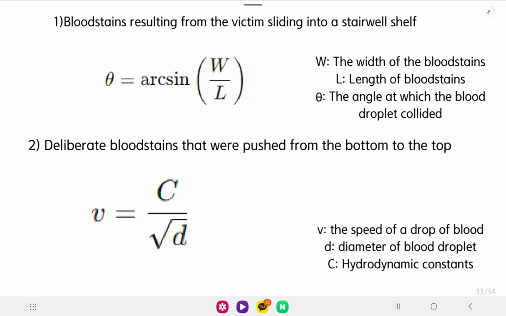Instead, the victim was deliberately pushed by another individual, A, causing him to collide with a shelf before falling down the stairs. This study demonstrates how mathematical modeling can enhance traditional BPA, overcoming its limitations and providing a more precise forensic approach. By using mathematical calculations to model bloodstain dispersion and velocity, we were able to establish that what initially appeared to be an accident was, in fact, the result of an intentional act.